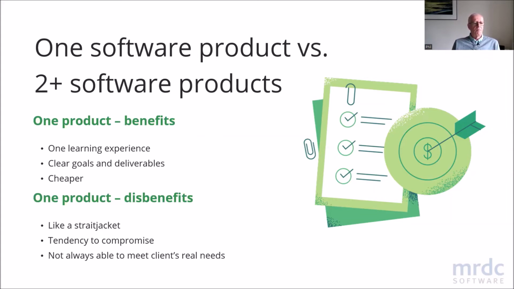The problem with one product is it's a bit of a straitjacket in that if you want to do anything different and that software can't do it, or perhaps it can do it, but it's cumbersome to do, you start to have some disbenefits then. And it can mean there's a tendency to compromise, and perhaps you can't always quite give the client what they want. You're giving them perhaps second best. So I think this all sort of boils down to, if you like, flexibility.